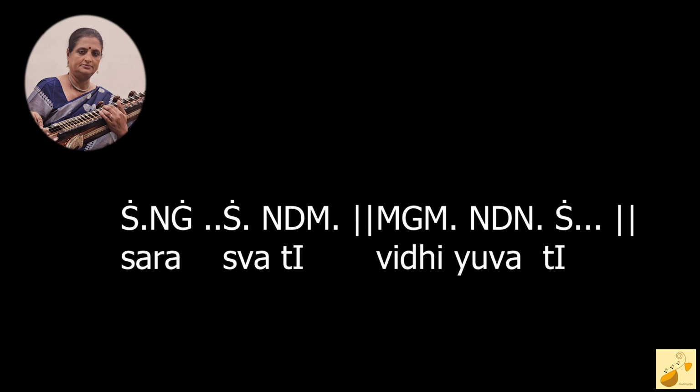Sarasvati nidama, magama nidani sa. Maga one strike, and from ga back to ma is another strike. Then leave the ma, go to ni da one strike, and from da back to ni is another strike. And then sa, the last sa is a 4 matra sa. Once again. This was Saraswathi Vidhiyuvathi, the second sahityam.